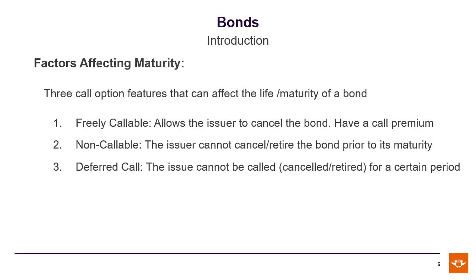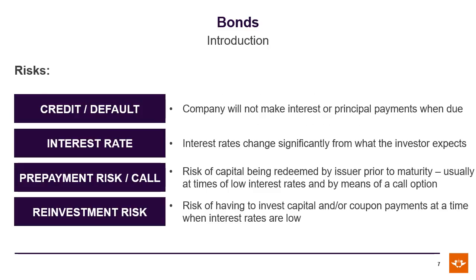We're going to look now at the risks that a bond faces. We're going to start with credit or default risk. This is the risk that an issuer or a company will not make interest or principal payments when they fall due. This, by the way, is the only risk that the government is free from. In other words, government bonds are default risk free because the government can print money.